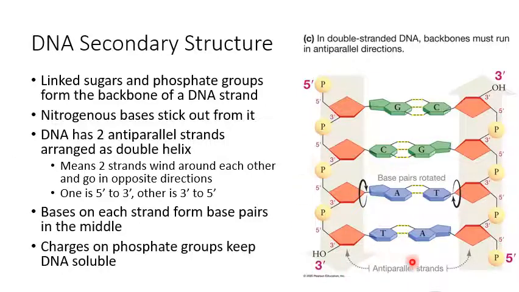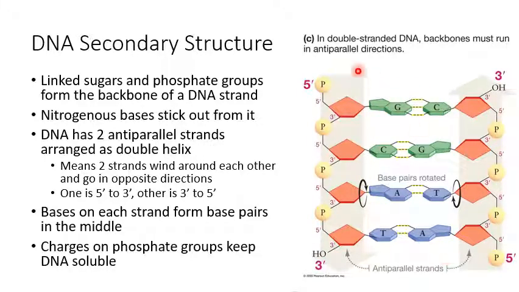It's forming like a ladder. The backbone is the phosphates and the sugars of each strand, and then the rungs of the ladder are the nitrogenous bases. Those nitrogenous bases will form base pairs with each other. Those base pairs are actually stabilized by hydrogen bonds. So all these dotted lines highlighted in yellow between the nitrogenous bases on each strand, those are hydrogen bonds between the bases. That's what's holding this secondary structure together, those hydrogen bonds between the bases that form the base pairs.